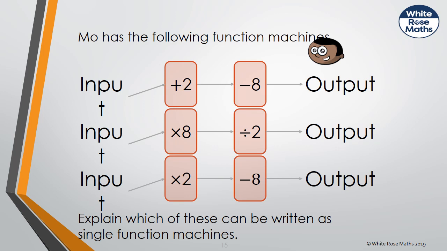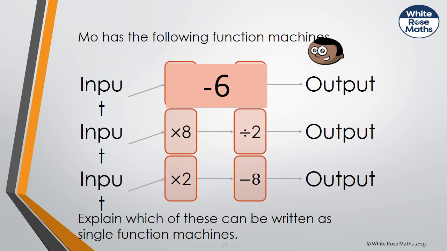Super. Thinking about all that we've been talking about throughout this lesson today. So the first one could be changed into a single function machine because the two operations shown are the inverse of one another. The second could also be changed into a single function machine.